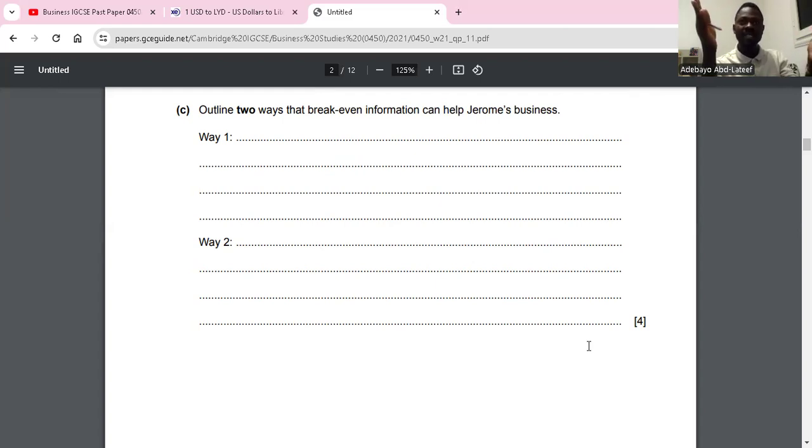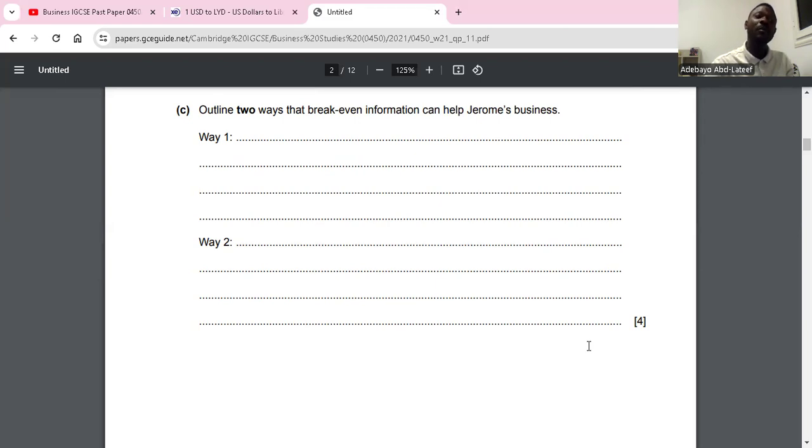The chart will analyze your output against your expected revenue. After the break-even point, there's the margin of safety and then the profit. So break-even analysis makes you know your margin of safety. Okay, how is it calculated? Is there a calculation for margin of safety?